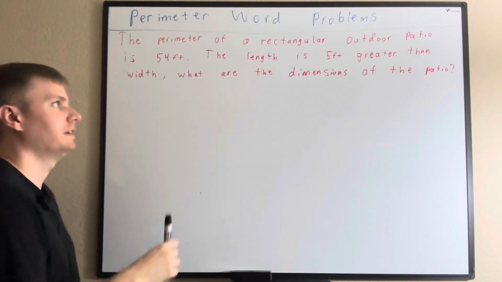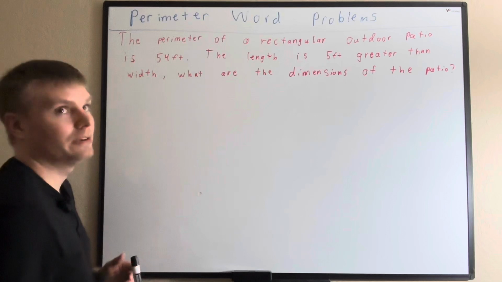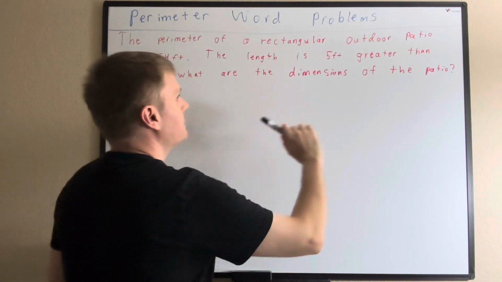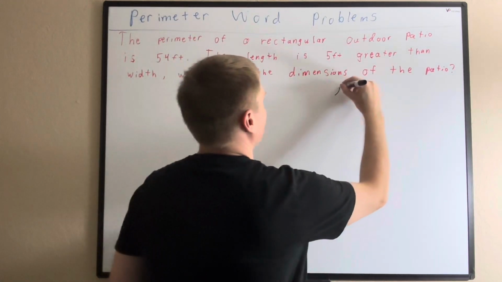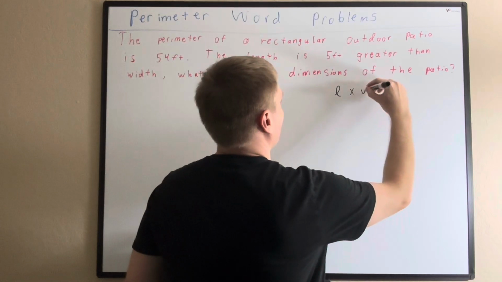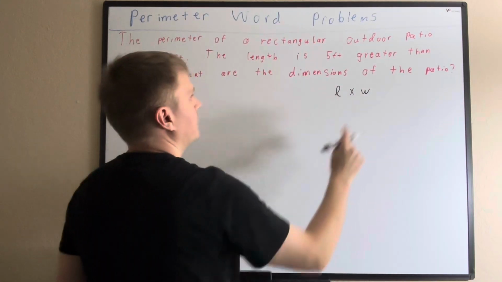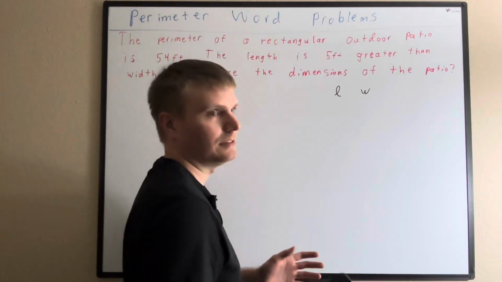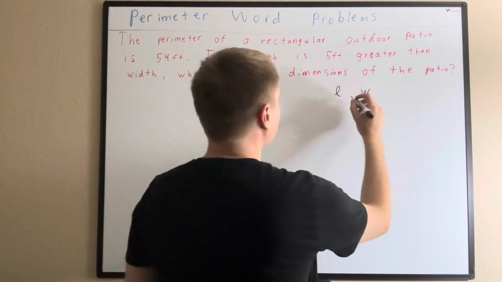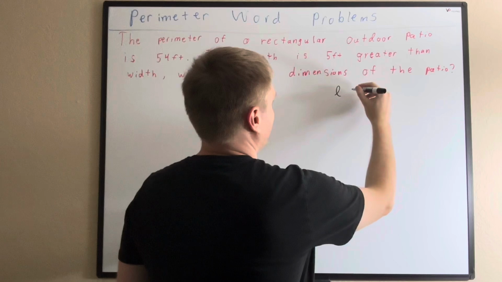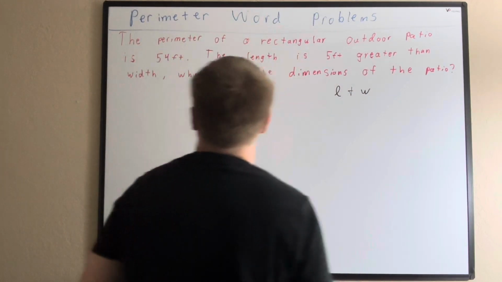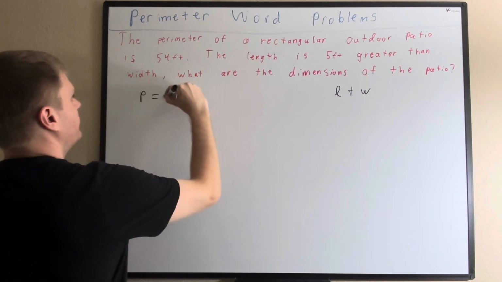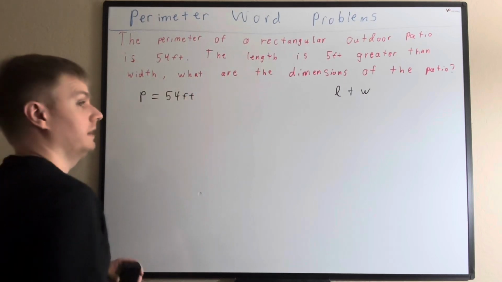Okay, I see what they're doing here. They're wanting us to start with the perimeter, and they want us to get the dimensions of the patio. So they want length times width, whatever by whatever. But it's not really times, because length times width of a rectangle is actually the area. So they just want length and width. Okay, so we have the perimeter already, which is 54 feet. Well, that was easy.